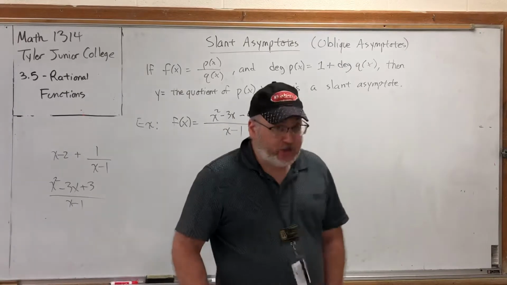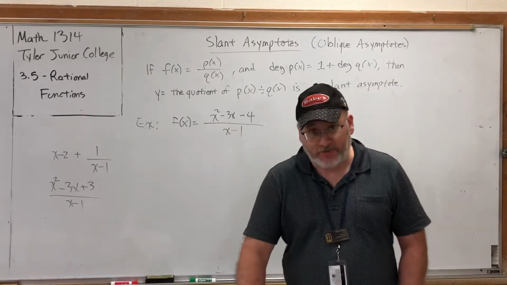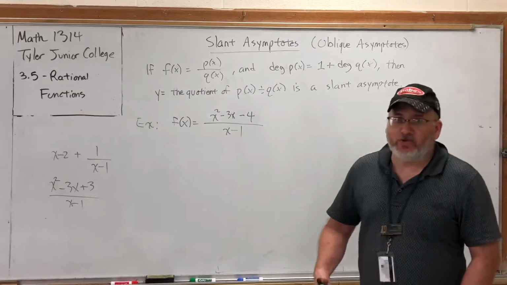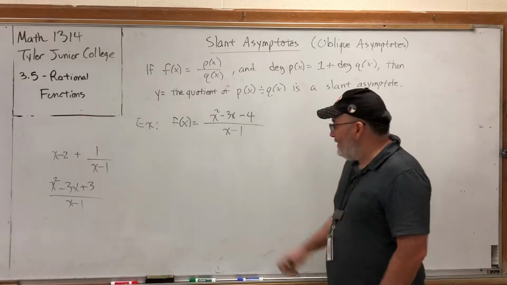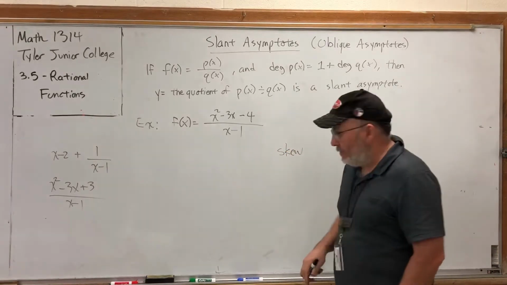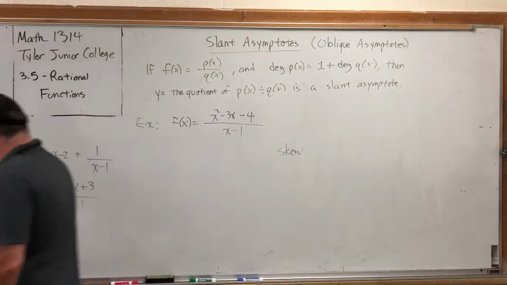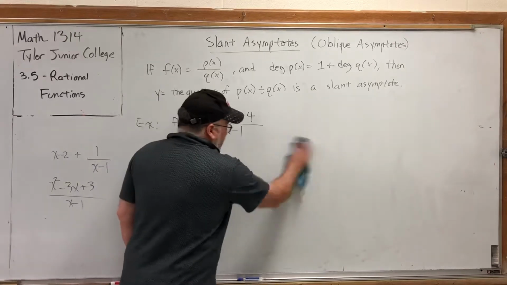Disclosure: in some textbooks and in some professors' perspectives, slant asymptotes are also referred to as oblique asymptotes. I've even seen them called skew asymptotes, although I think that terminology is a little outdated these days. So what do I mean by slant asymptotes?